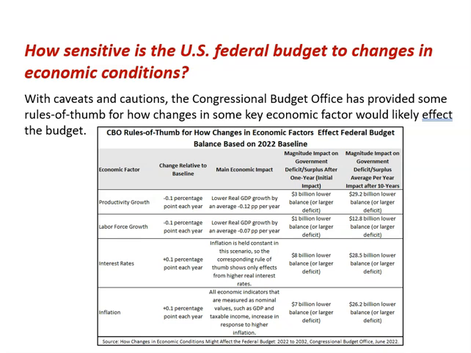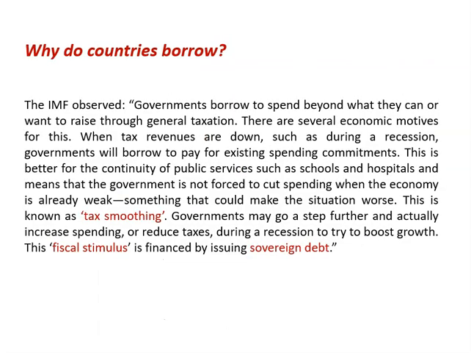How sensitive is the U.S. federal budget to changes in economic conditions? The CBO periodically updates the impacts of changes in economic conditions that affect the federal budget. This table shows the estimated impacts of changes in productivity growth, labor force growth, interest rates, and inflation on the federal budget. For example, a 100 basis point jump in interest rates would add about $80 billion to the federal deficit. Of course, if the federal government spent only what they collected in taxes, then there would be no interest rate impact on the budget. However, this is not the case.